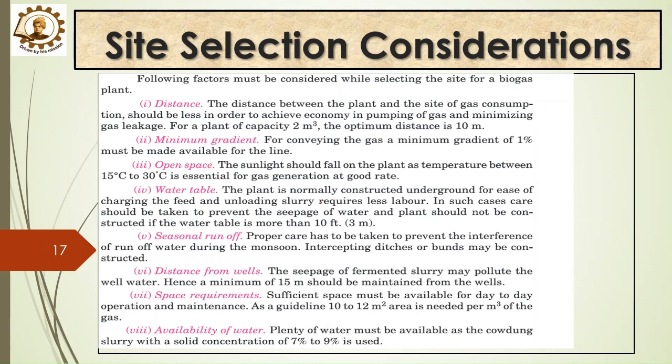Then we have the distance from wells. The seepage of fermented slurry may pollute the well water, which can be the drinking water in villages. Hence, a minimum distance of 15 meters should be maintained from the wells where we take drinking water. Then we have space requirements. Sufficient space must be available for day to day operation and maintenance of the plant. And there should be sufficient availability of water, because we mix the slurry with water and charge it. If all these points are maintained, that particular site will be suitable for constructing a biogas plant of any type.